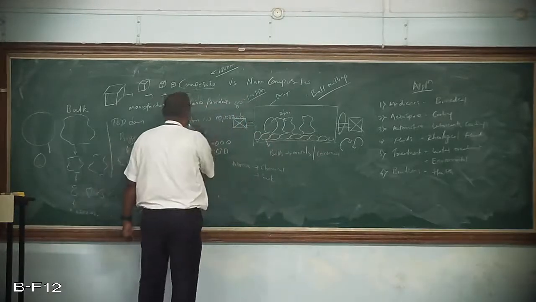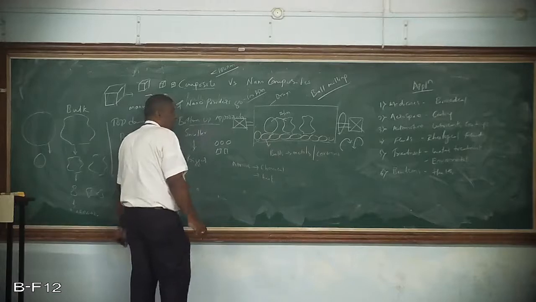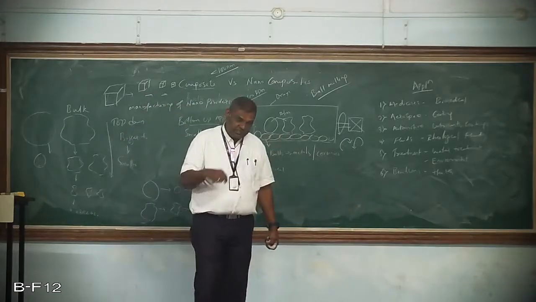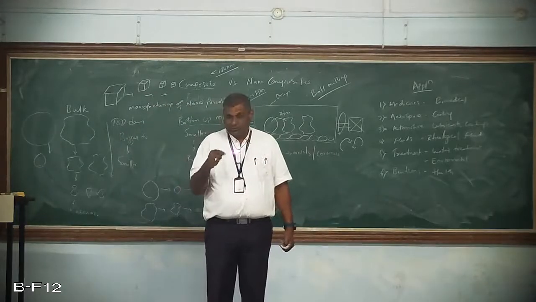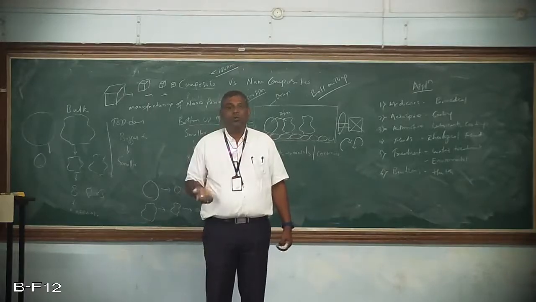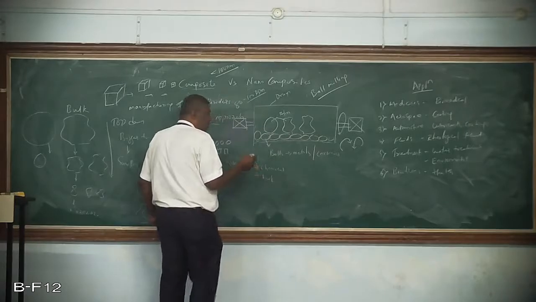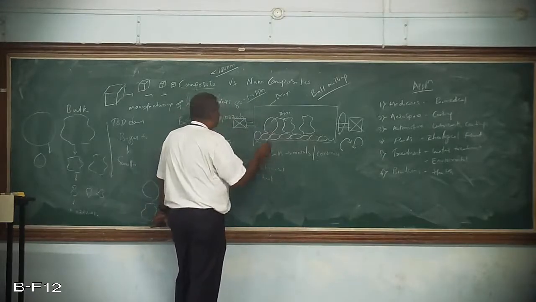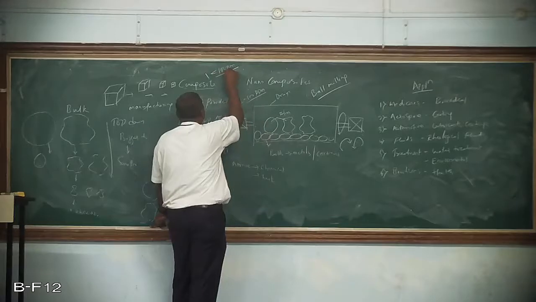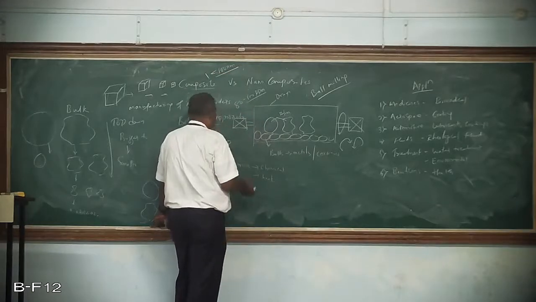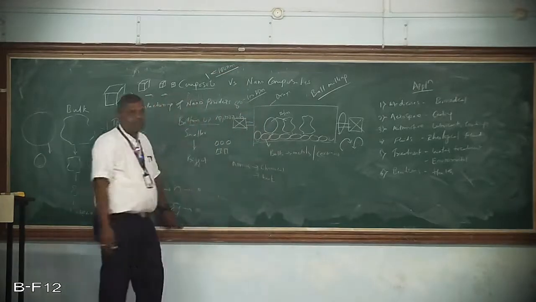Now the next method is the bottom-up approach, where you take the smaller size of atoms, then nanometer, and then you grow it. The growing of the atoms or molecules to a bigger size, up to the order of 1 to 100 nanometers, is called the bottom-up approach.